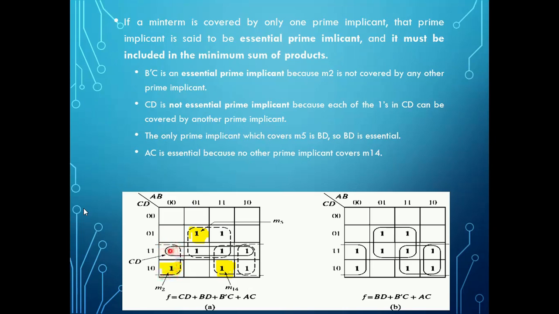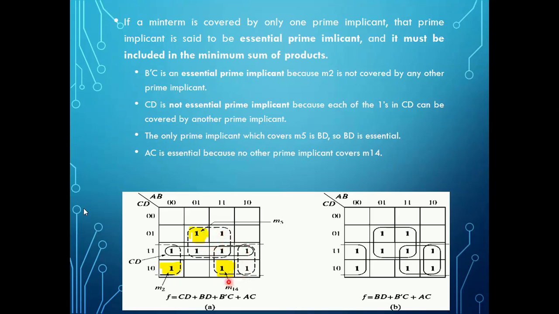So one prime implicant, is it? That prime implicant is said to be an essential prime implicant. Since M2 is covered by this prime implicant, we conclude that it is one of the essential prime implicants. And here M5 is also included in only one single prime implicant, so that's why this complete thing becomes an essential prime implicant.